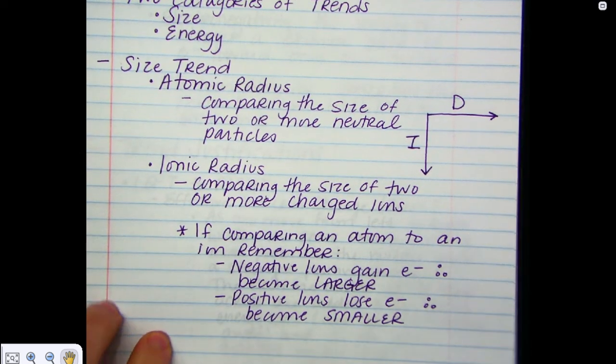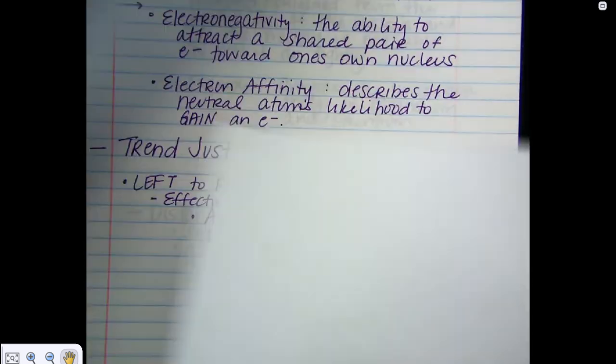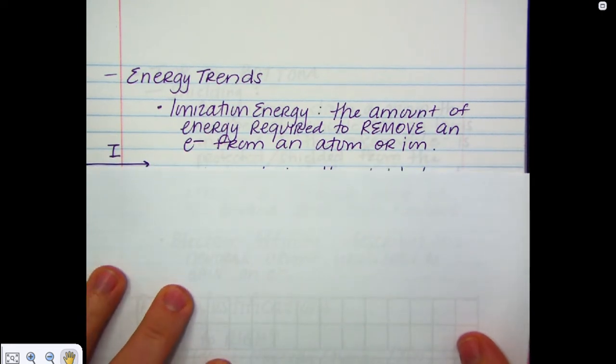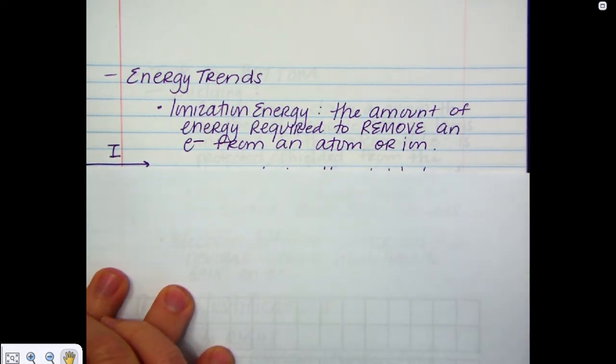All right, so now let's talk about energy. There are 3 different types of energy that we need to discuss. The first one is ionization energy. Ionization energy is the amount of energy required to remove an electron from an atom or an ion. How much energy is required to wrestle that electron away from the pull of the positive nucleus?